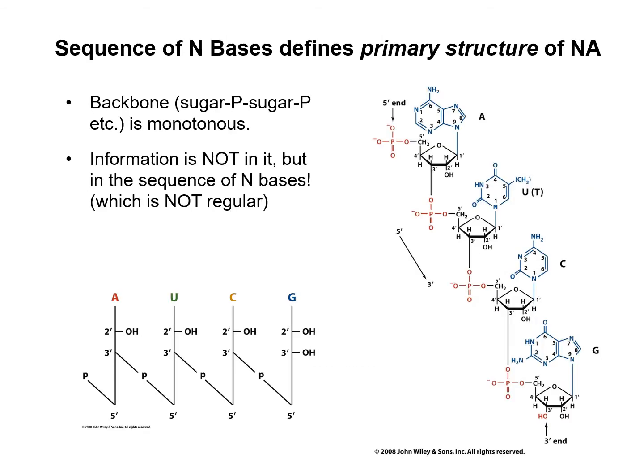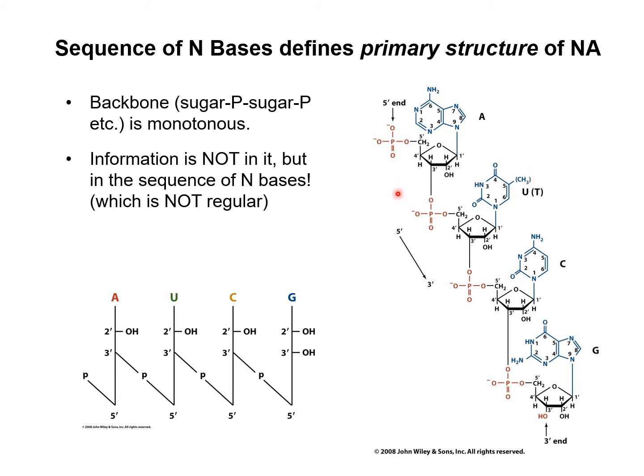The sequence of nitrogenous bases defines the primary structure of nucleic acids. The backbone itself, which is phosphate-sugar, phosphate-sugar, is monotonous, so there's no information in there. Only the nitrogenous bases are not regular and are peculiar for that particular gene or function.